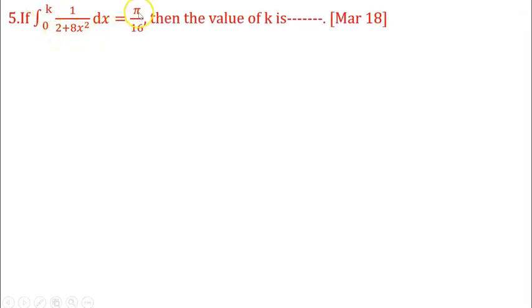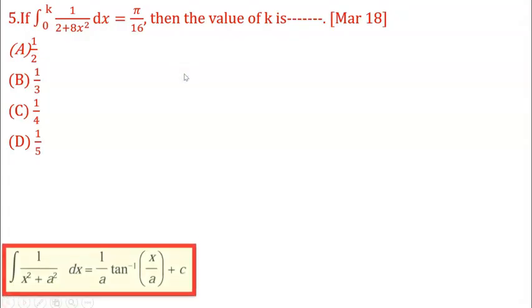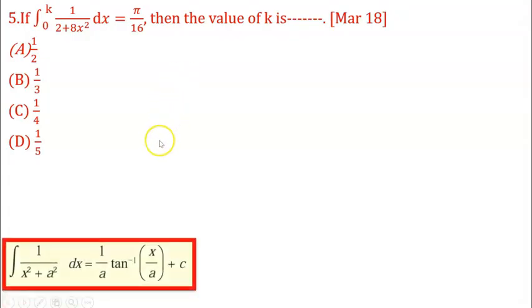Now next, if the integral from 0 to k of 1 upon 2 plus 8x square dx is equal to pi upon 16, then the value of k. This question was asked in the March 18 examination. First option A is 1 upon 2, B is 1 by 3, C is 1 by 4, D is 1 upon 5. Now we'll evaluate this integration and use the formula here.